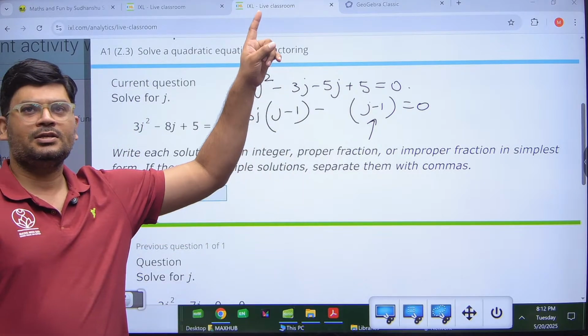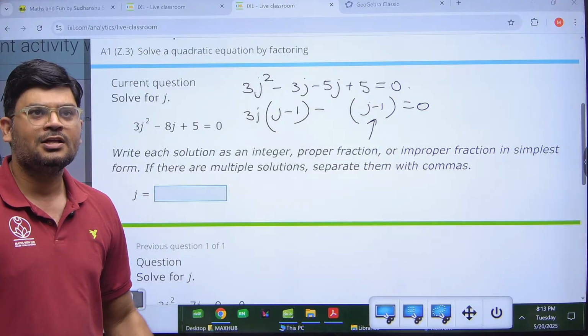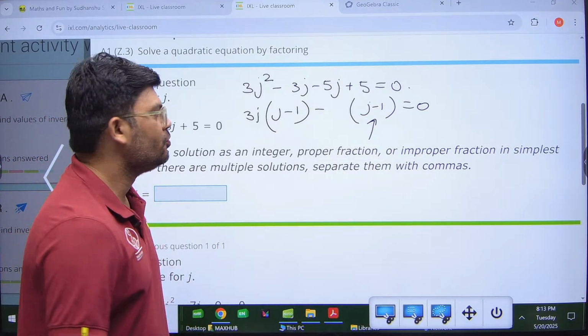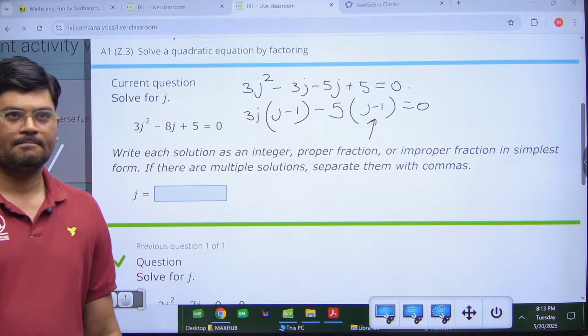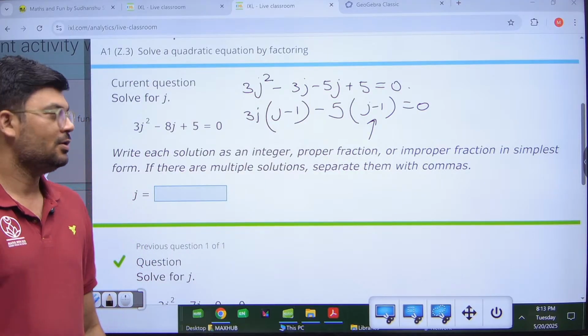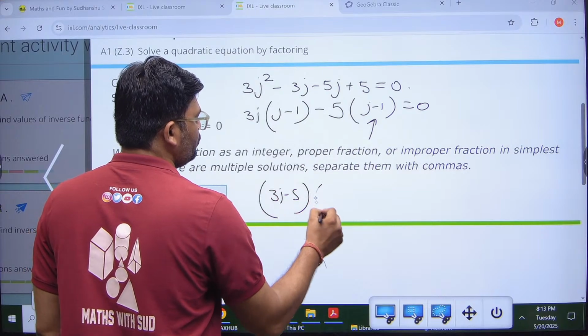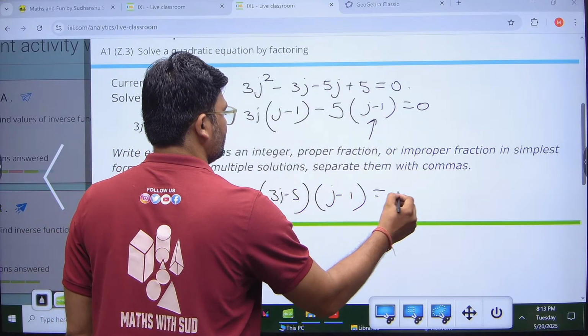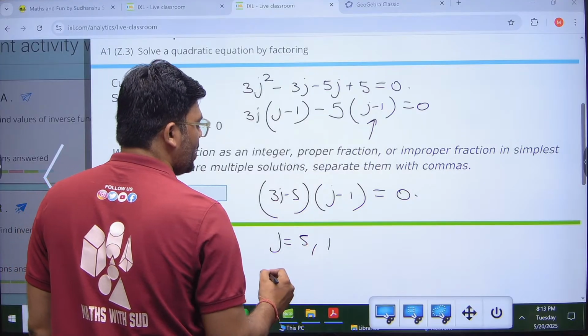Now tell me, this j should be multiplied by which number to make it minus 5j? So the answer is minus 5. So you can take minus 5 common. So you will have 3j minus 5 into j minus 1. So that means j is equal to 5, 1.